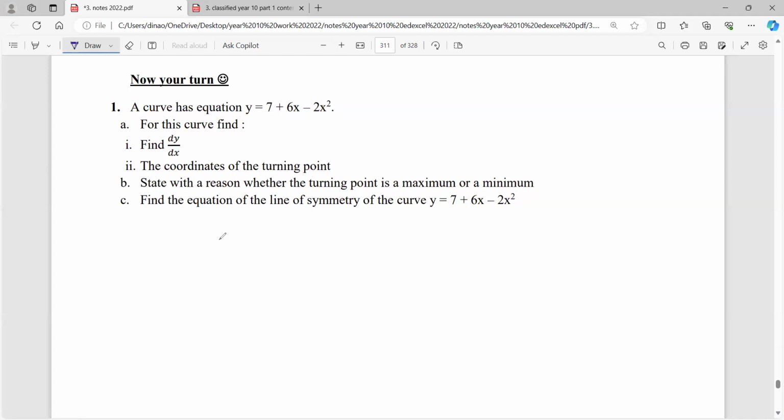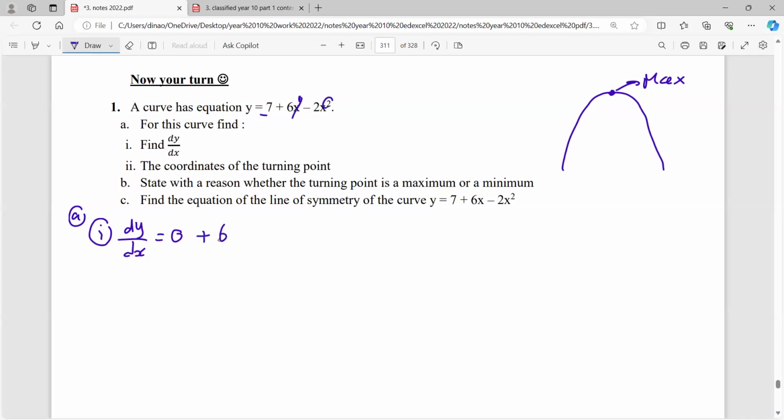Here it says, of course this is a bit different, a curve has equation 7 plus 6x minus 2x power 2. Now, if you remember, when the x power 2 is negative, then this is a U shape open down. Yeah, but this point over here is a maximum. Question A1 says find dy by dx. Let's remember the 3 cases that we discussed today. We said for constant values, your differentiation is 0. For linear expressions, meaning x power 1, your differentiation is just remove the x. And if the power is not 1, we said we bring the power down to multiply and subtract 1. So 2 times -2 is -4.